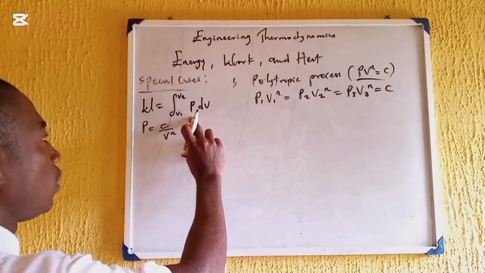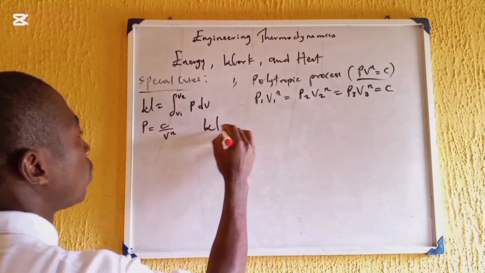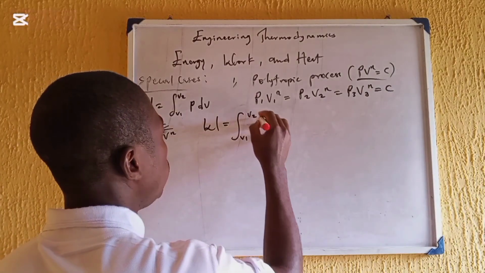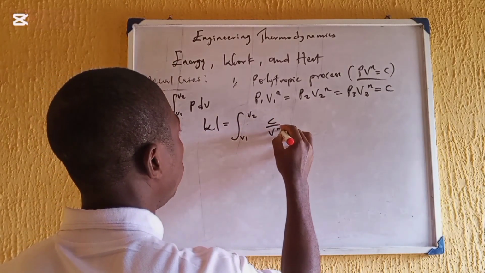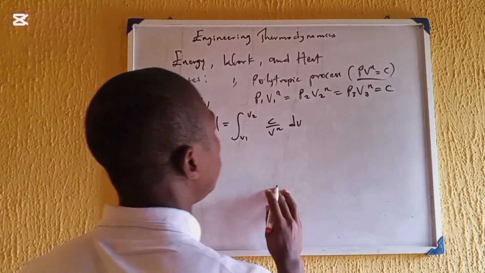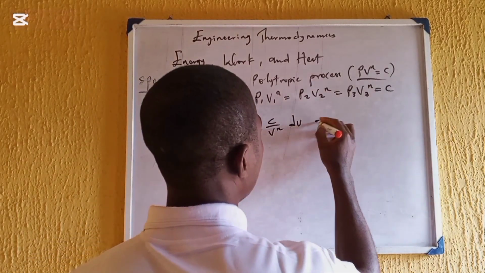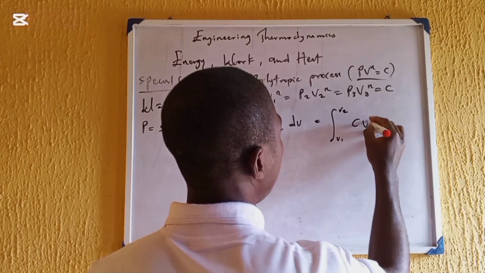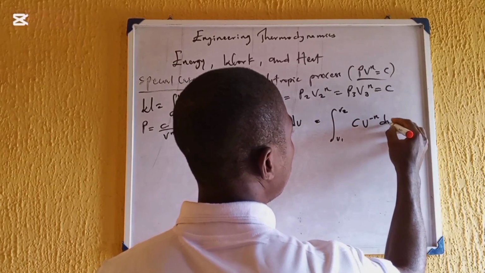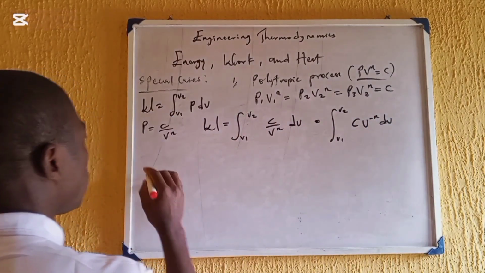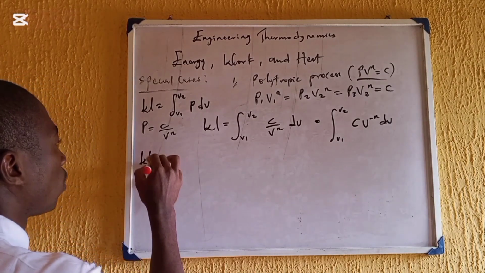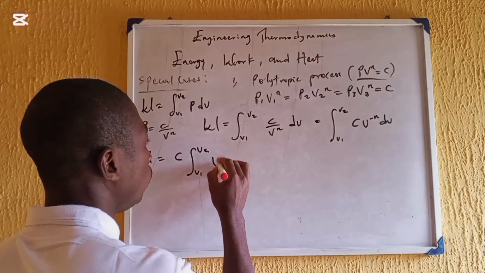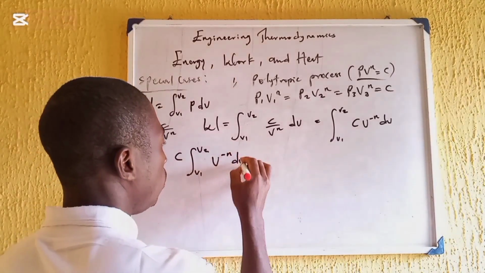Now substitute for P here. We have work is equal to the integral from V1 to V2 of C over V to the power N dV. Now this is the same thing as the integral from V1 to V2 of C V to the power minus N dV. Now we can bring our C out, so we'll have work equal to C times the integral from V1 to V2 of V to the power minus N dV.